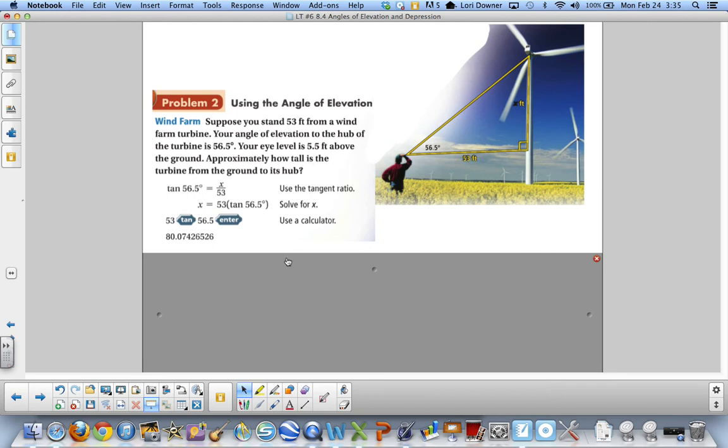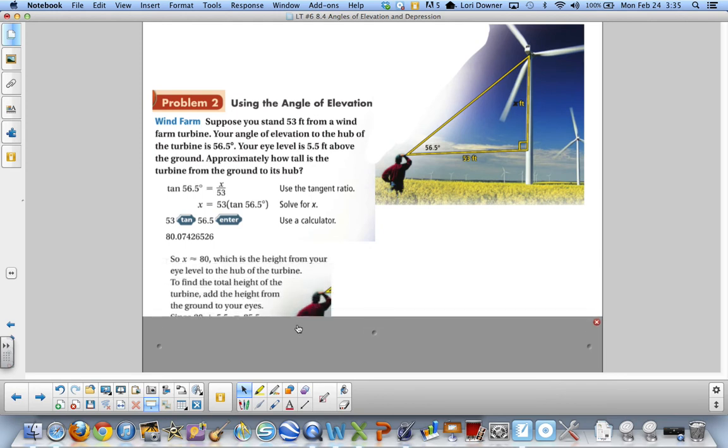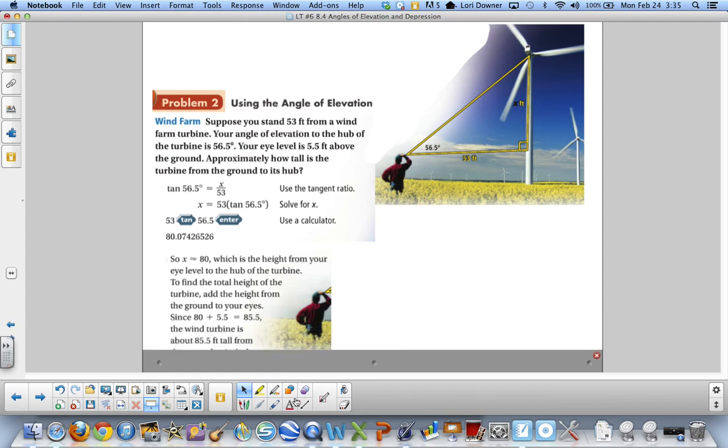80.074. Now, we cannot forget that's the height of the eye level, so we're going to have to add the height of the person, which is 5.5, to get 85.5. So the wind turbine is about 85.5 feet from the ground that's down here to the hub up here.